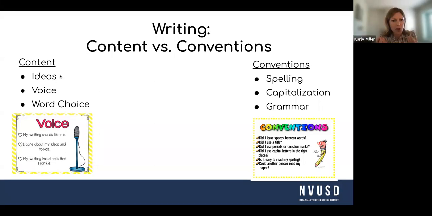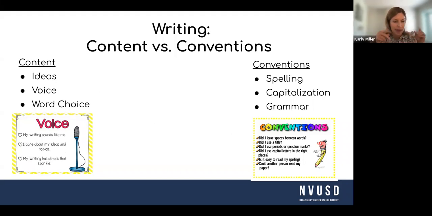Like, do you hook me? Is it interesting when they read it aloud? We like to talk about voice. Voice is a really hard thing to teach, but we want it to be unique. When you're hearing a student read aloud, "I went to the beach. It was really fun." We want them to say, tell me about the beach. Was it windy? Was it sunny? Make me feel like I'm there. So that's really the voice piece that we love to bring in.